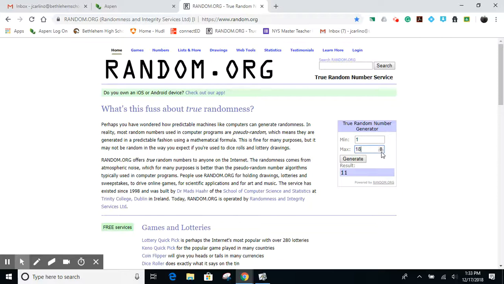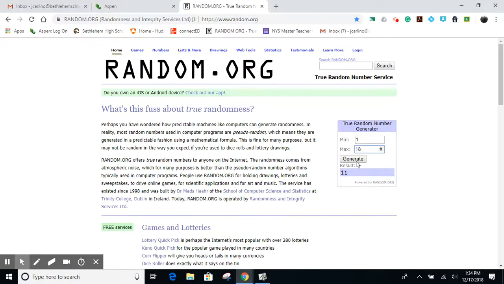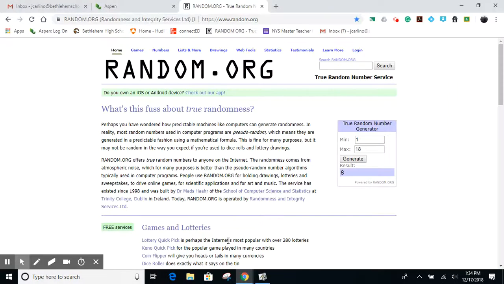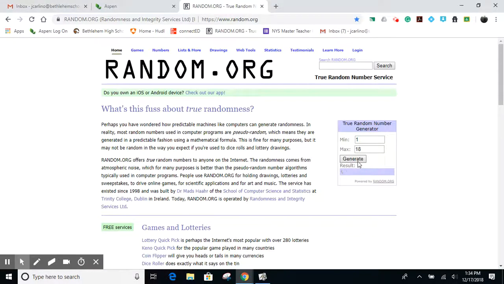Okay, as you're computing, what did we get for Group A's mean? Let's go. What do we get for Group A's mean? Nice job, 6.76. Group B's mean. 6.48. It tells us to subtract the difference in the means by doing A minus B. 6.76 minus 6.48. What's the difference in those means right there?